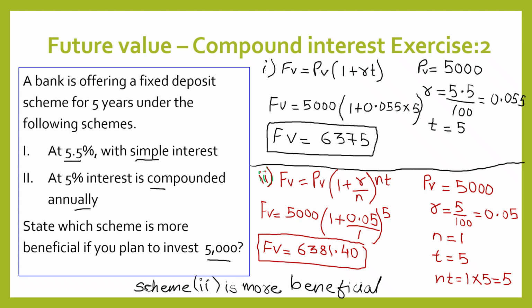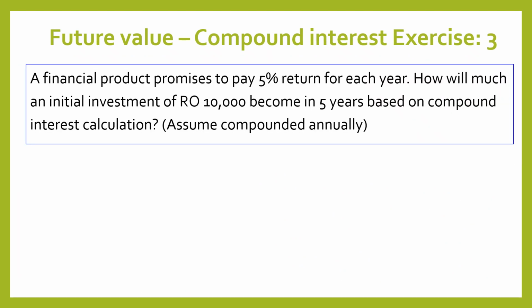Okay, we'll just solve one more question for a better understanding. So again we will read: a financial product promises to pay 5% return for each year. How much will an initial investment of 10,000 become in 5 years based on compound interest calculation? Assume compounded annually. So same, we know compound interest, we will write the formula: future value is equal to present value into bracket 1 plus r by n bracket close power of nt. Now here we will write the values. What is my present value? The amount of investment is 10,000.